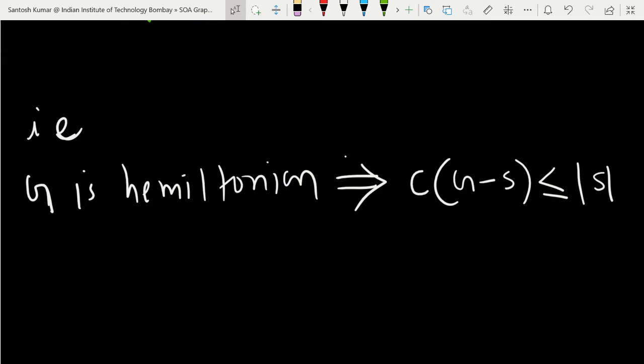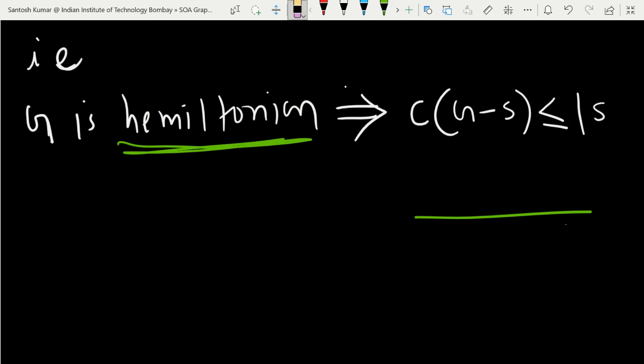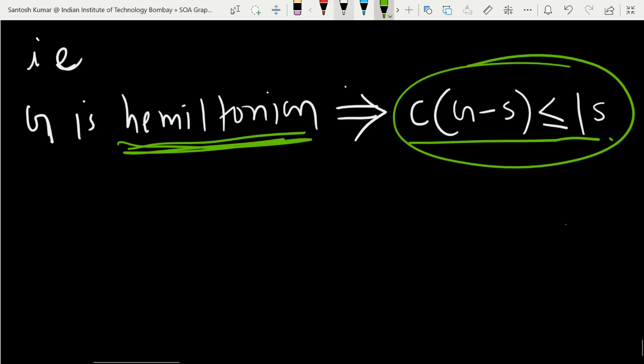Now there is no double implies here. Just understand this statement. There is just one way. One way means if you are sure it is Hamiltonian, then this will hold. If you are sure that the graph is Hamiltonian, then you can say this will hold. But if this holds, it doesn't guarantee the graph is Hamiltonian, because this is not an if and only if case.